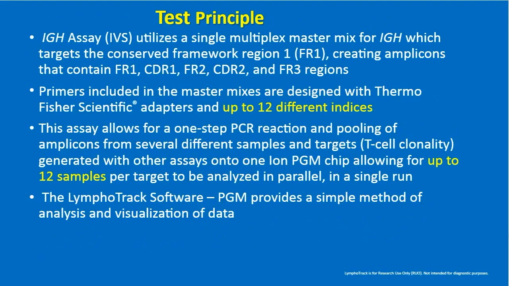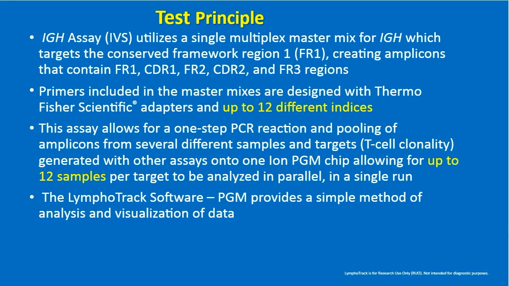Again, as for the test principle, the IGH assay targets a framework region and runs through the CDR of the FR2 and FR3 region. The advantage of the test is that it can have up to 12 different indices.